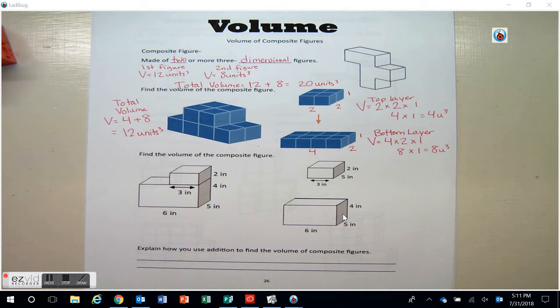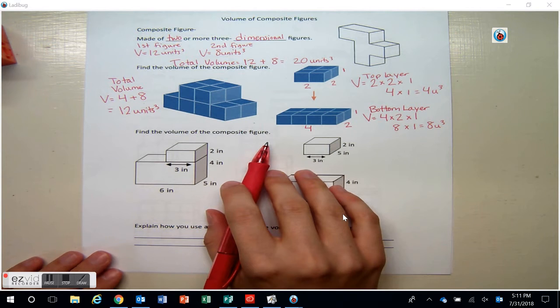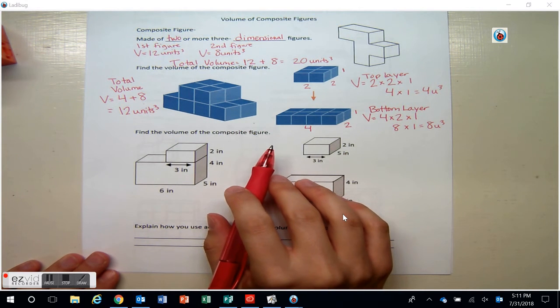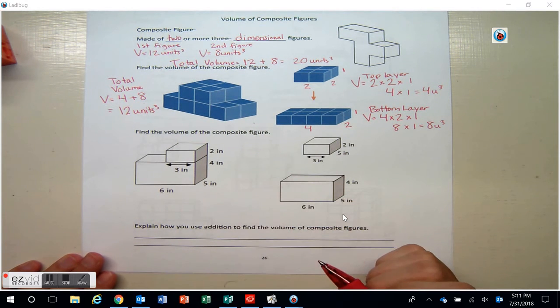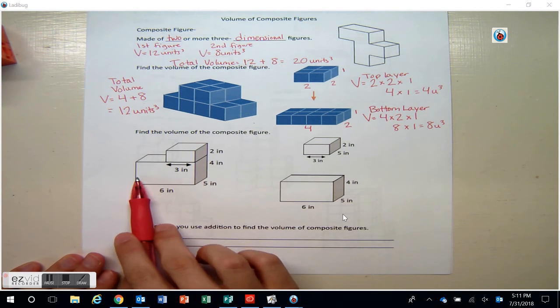But pay attention when it's not shown with cubes to the labeling and what has to be the same length. We don't want to guess. We see that this lines up here. We see that this lines up. So I know that those are the same lengths. I'm not guessing for that problem.